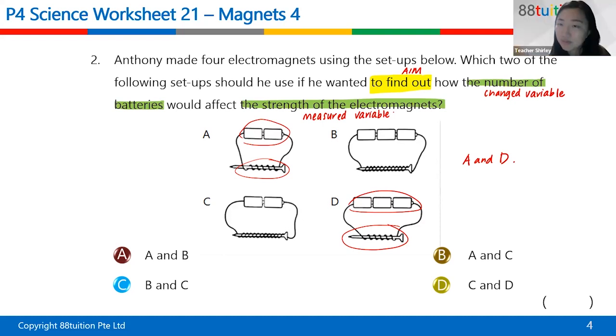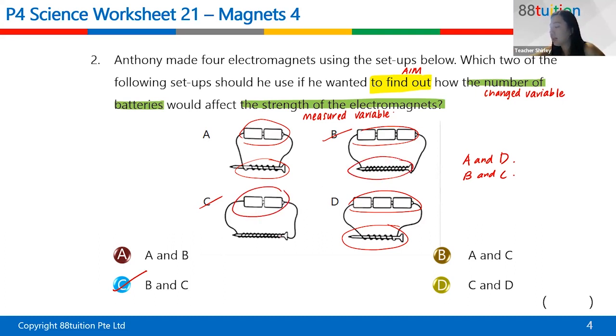Sorry, you were saying? I just want to answer the question. Oh, okay. Can you tell us what's the answer then? C. Answer is C. Yes. Okay. So I was just saying A and D is one possible setup that we can use, but there's no such option, if you realize there's no A and D in the options. So then you can also use B and C. Why B and C? Same reason. 3 and 2 batteries and the coils are the same. So very good, Kelvin. Answer is C.